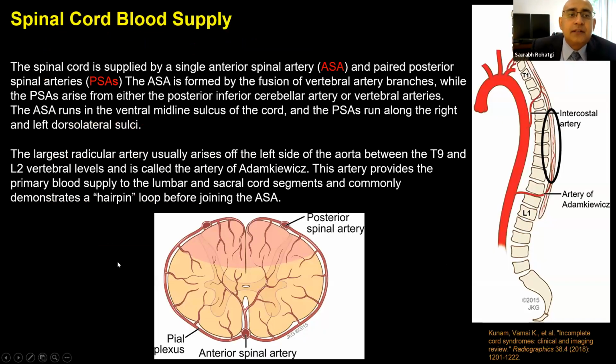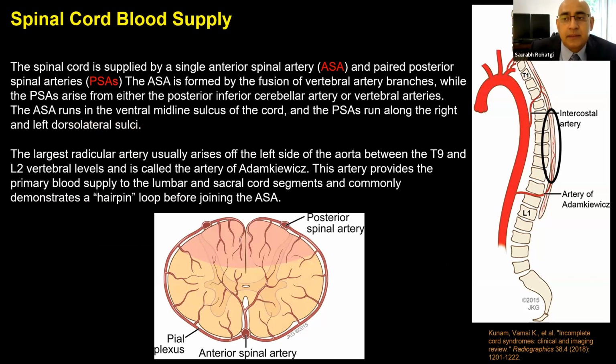In brief, about the spinal cord blood supply: the spinal cord is supplied by two main arteries, the anterior spinal artery and the paired posterior spinal arteries. The anterior spinal artery is formed by the fusion of the vertebral arteries, whereas the posterior spinal arteries arise from the posterior inferior cerebellar arteries or the vertebral arteries.